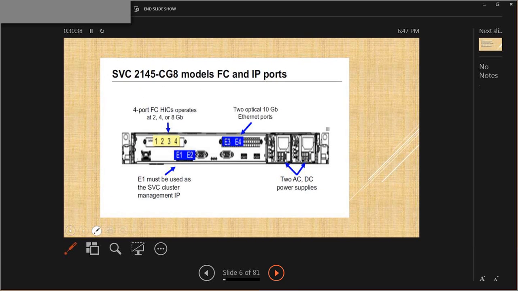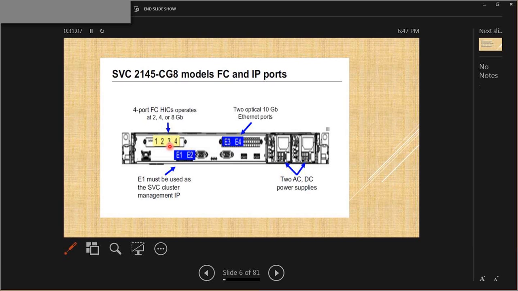So now this is the rear end of the CG8 model. This is how it looks. I think this is one of the most important parts we should be concentrating on, because this part tells us about the front-end connectivity, back-end connectivity, and inter-node communication that happens between different nodes and different IO groups. We can clearly see 4 ports here that are used for fiber channel connectivity, and they support 2, 4, and 8 Gbps fiber channel connectivity.